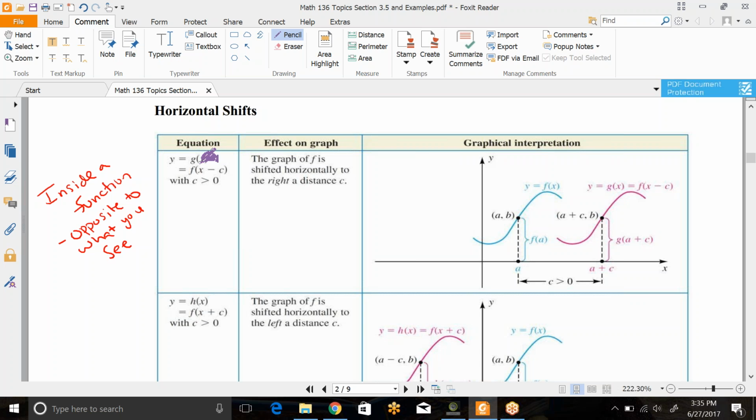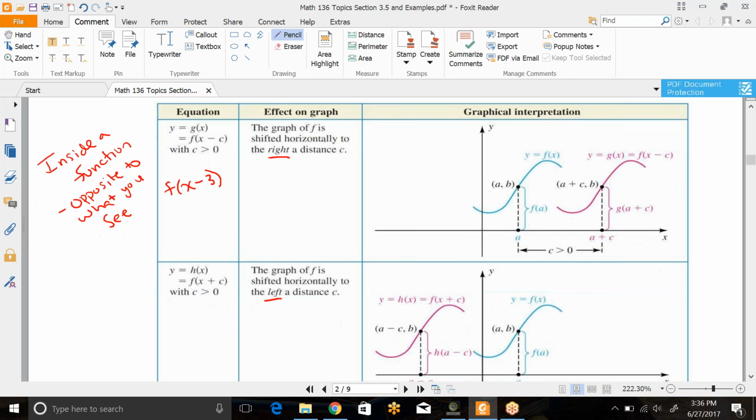So for example, if I have f of x minus 3, because I see a minus 3, I intuitively want to say left 3. That's kind of how our brain wants to process that. But it's inside the function part, so it's going to be the opposite of what we see. So it moves to the right. If it's a plus inside, it's going to move to the left that amount. So the whole shape will shift either right or left depending on if it's plus or minus inside the function.